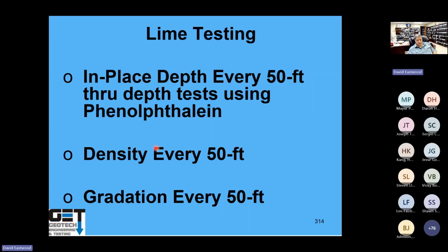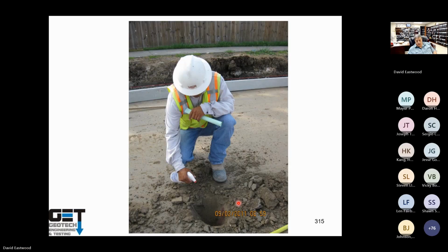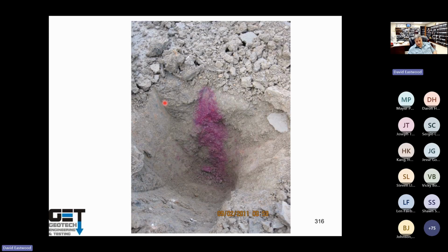Run density test. In place depth check on the lime every 50 feet using phenolphthalein. Density test every 50 feet. Gradation every 50 feet. You apply the phenolphthalein every 50 feet. Watering is really big on this. You have to apply it on there and measure the depth.